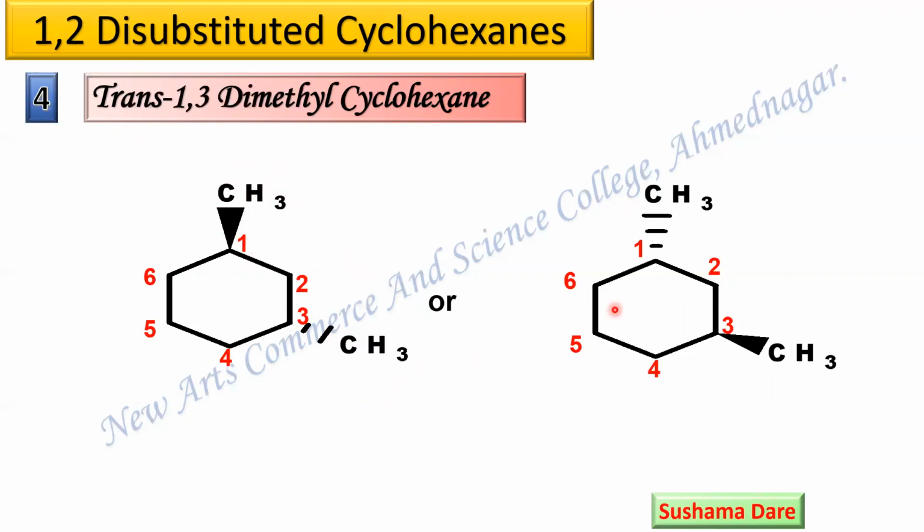But there is another way of representation. Instead of writing the C1 CH3 as wedged, I can draw the C1 CH3 in a dotted bond and the C3 CH3 in a wedged bond. So these are the two possibilities. Now I draw this into a chair conformer.